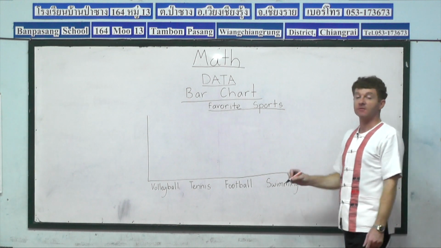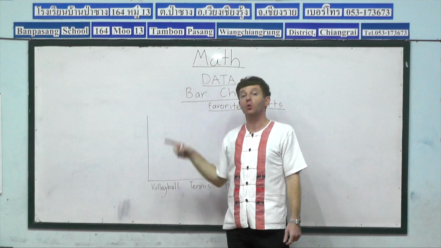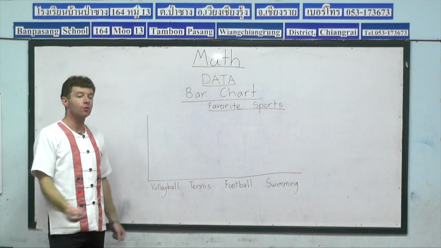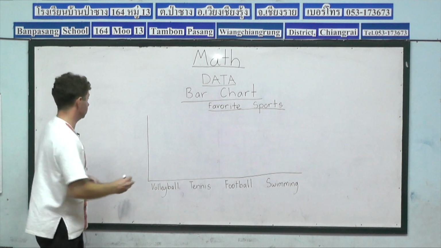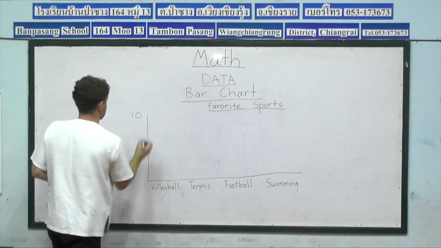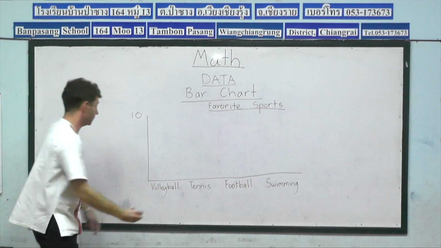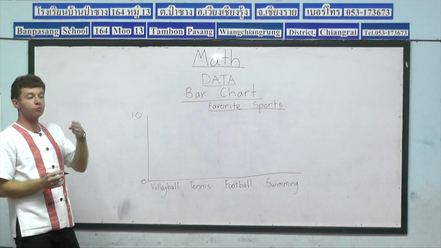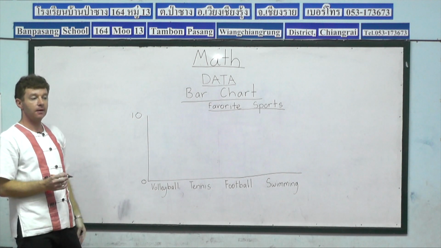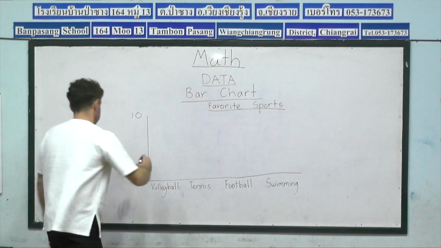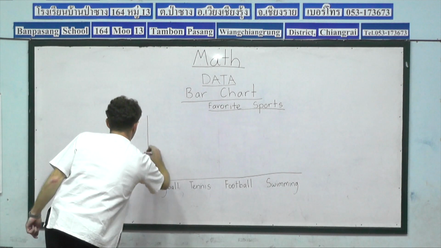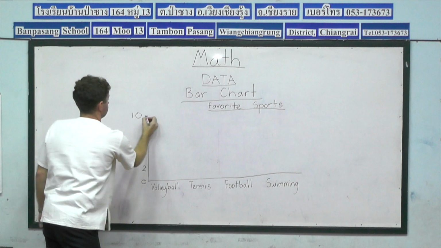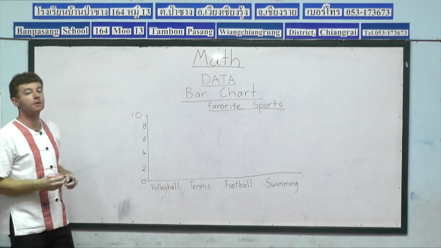Now what we need is a number of people who like each different sport. So how many numbers shall we go up to, guys? 5 or 10? 10. Okay. So we'll go 10 here. And what always needs to be at the bottom? 0. Well done. Now shall we go up in stages of 1, 2, 3, or shall we go 2, 4, 6, 8? Okay. So we'll go 0, 2, 4, 6, 8. So 10 at the top, 0 at the bottom.